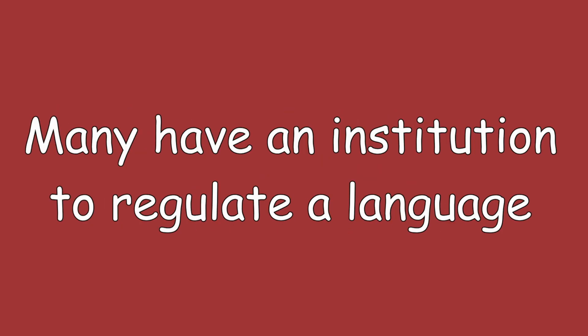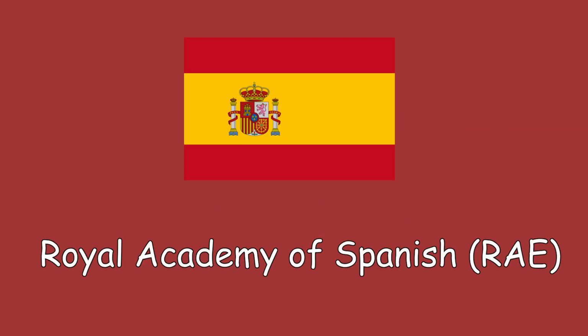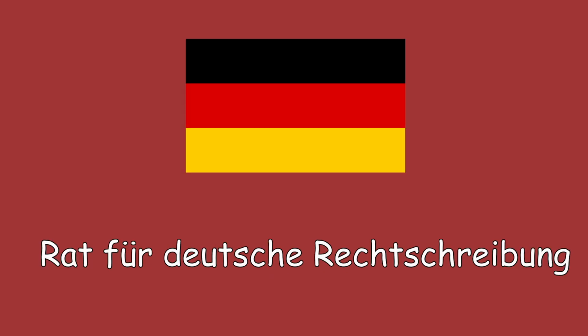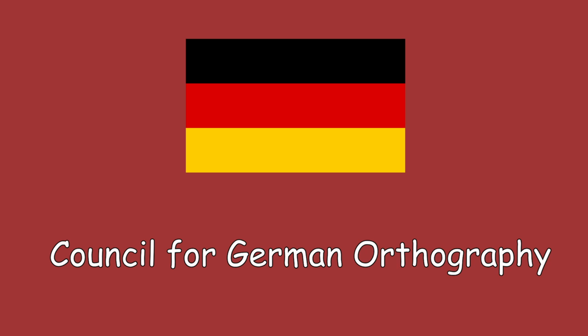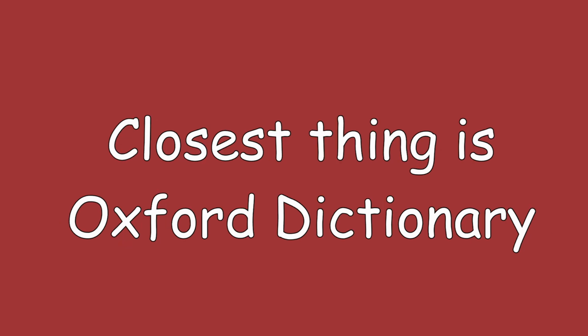At number 9, the English language lacks a central authority. Many languages have a central authority that govern how a language works, with its spelling, grammar, pronunciation, and so on. Spanish has the Royal Academy of Spanish, French has the Académie Française, German has the Council for German Orthography. The list can go on and on. English does not have this regulating authority for the language. The closest thing is the Oxford Dictionary, but it's definitely not the same thing.